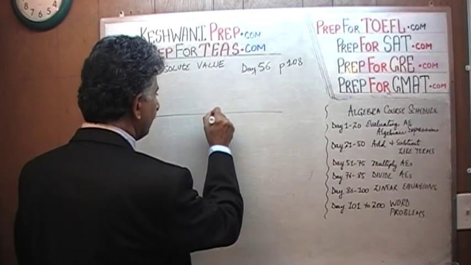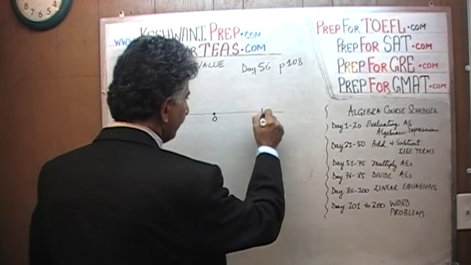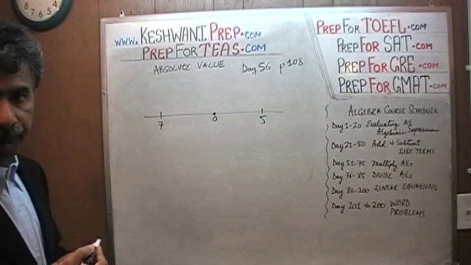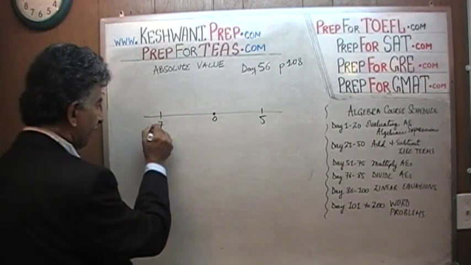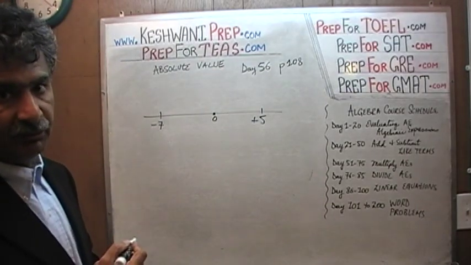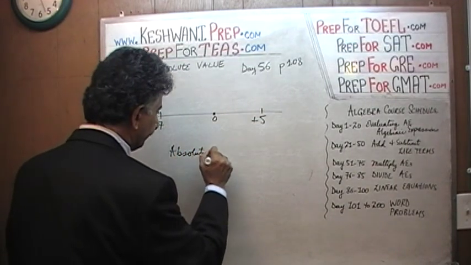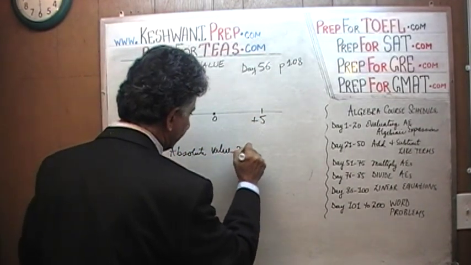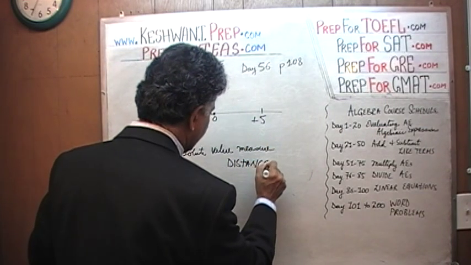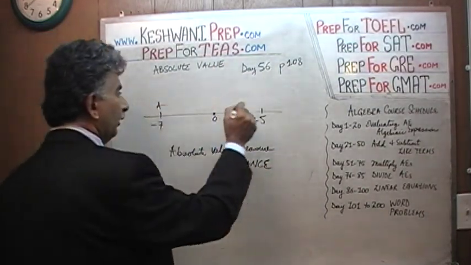The concept of absolute value, for example, if you're measuring distance from 0 on the number line, here is this point, which is 5 units away, and here is this point, which is 7 units away. Obviously, it's on the left-hand side, it's going to be negative 7, this is positive 5. Absolute value measures distance. That's all.